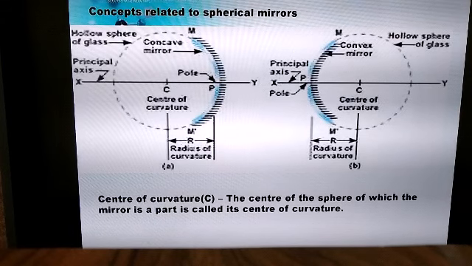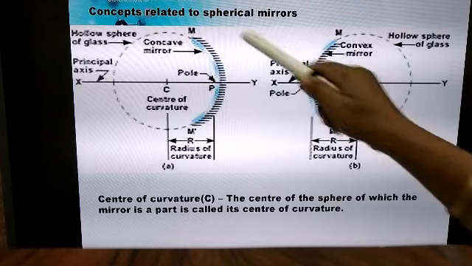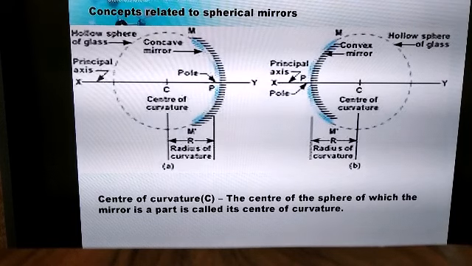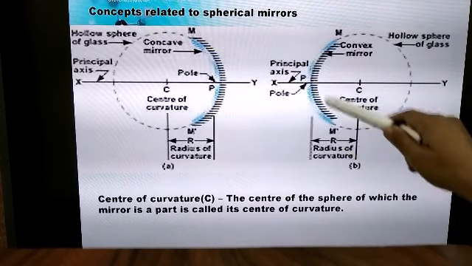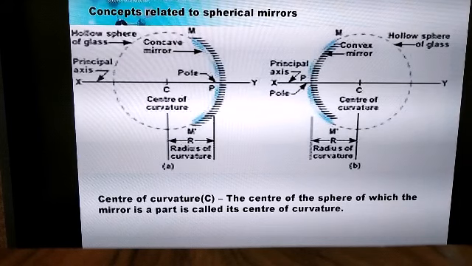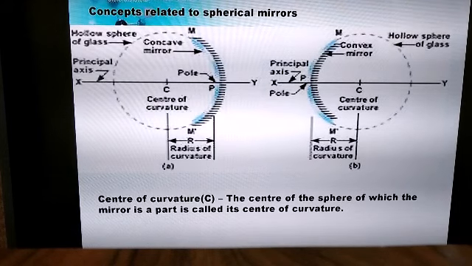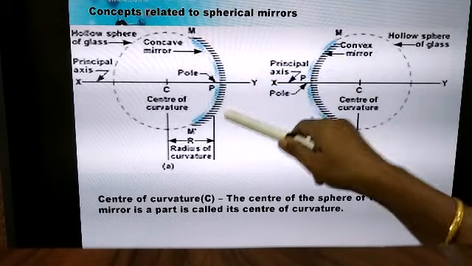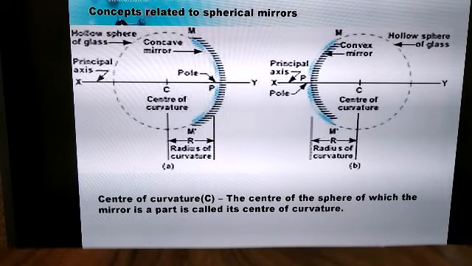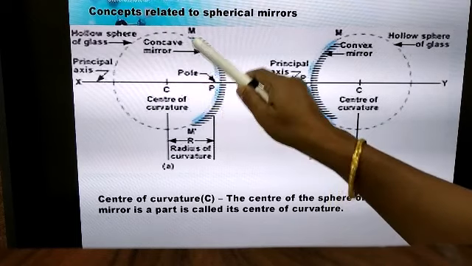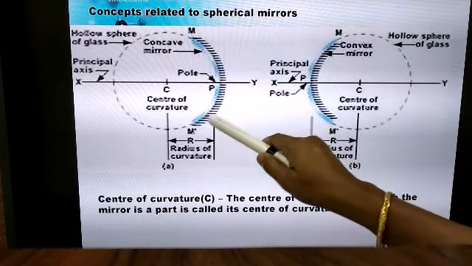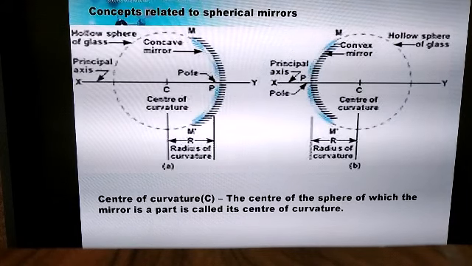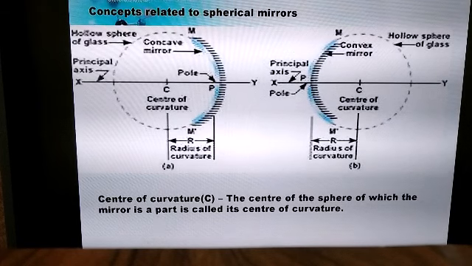The first term is the center of curvature. Every sphere has a center, and the mirror, or any part which you can cut from a hollow sphere, becomes a part of the sphere, and this mirror also shares a common center with the sphere because this mirror is a part of the sphere. So the center of the sphere of which the mirror is a part is called the center of curvature of a mirror. The center of curvature is denoted by capital letter C.